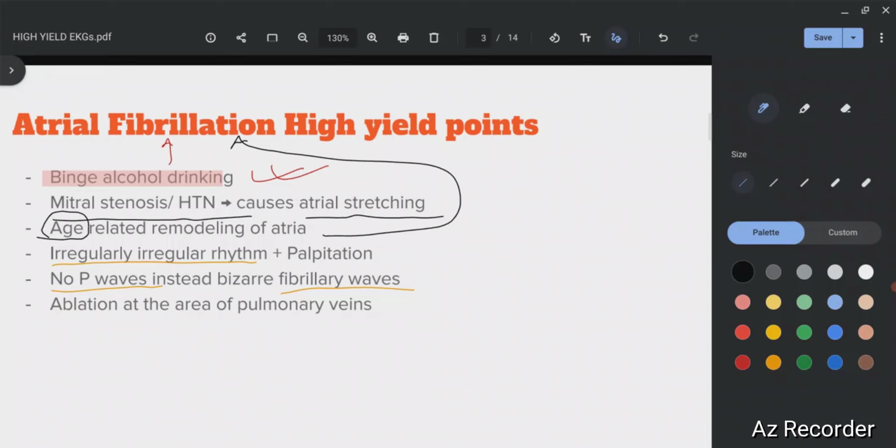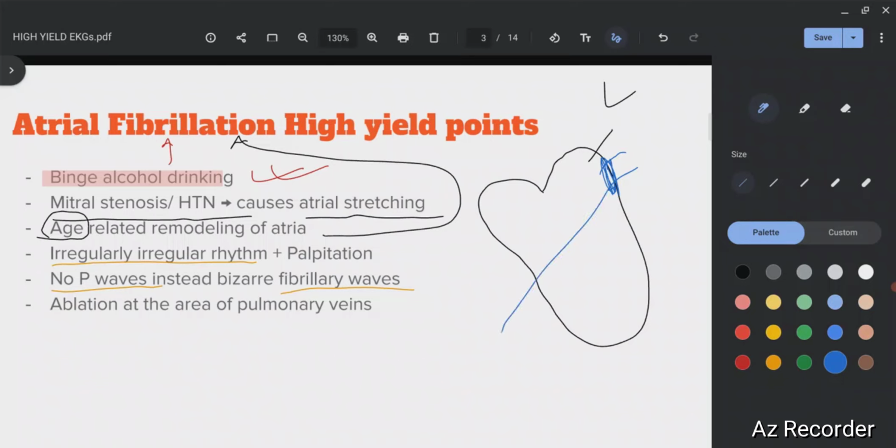When you have atrial fibrillation, your left atrium has the cause in it. What is the cause of atrial fibrillation? The area where your pulmonary veins enter your left atrium is the culprit in atrial fibrillation, because this area is generating some crazy amount of current that is leading to atrial fibrillation. So you need to remember this.